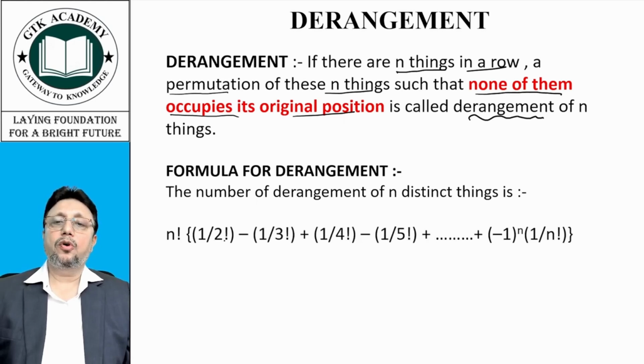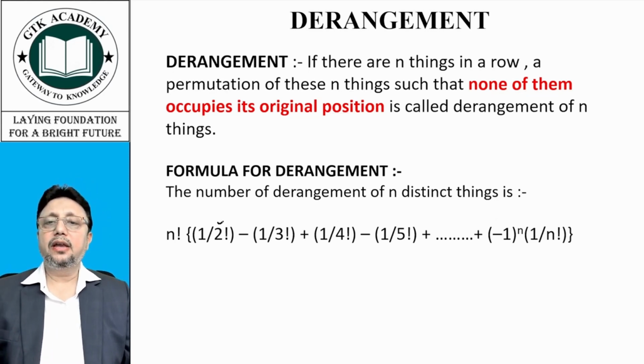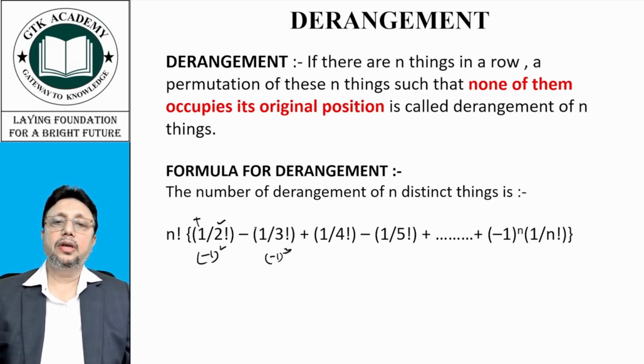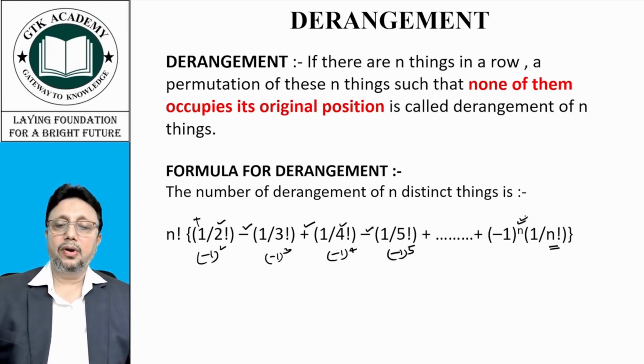factorial n times (1 upon factorial 2 minus 1 upon factorial 3 plus 1 upon factorial 4 minus 1 upon factorial 5 and so on, plus minus 1 raised to the power n, 1 upon factorial n). So you can see here you have 2, you just write minus 1 raised to the power 2, so the sign will be plus. Here 3, minus 1 raised to the power 3, the sign will be minus. Here you have 4, so the sign will be plus, minus 1 raised to the power 5, the sign will be minus. Hence, if it is n, we have written minus 1 raised to the power n.